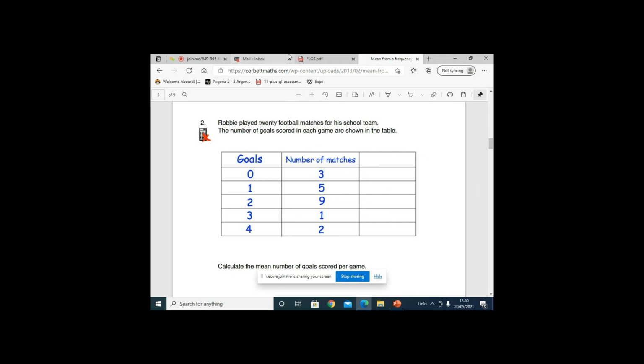Don't forget that you have to multiply them. 0 times 3, that's going to be 0. 1 times 5, 5. 2 times 9, 18. 3 times 1, 3. 4 times 2, 8. So you now add them all together.